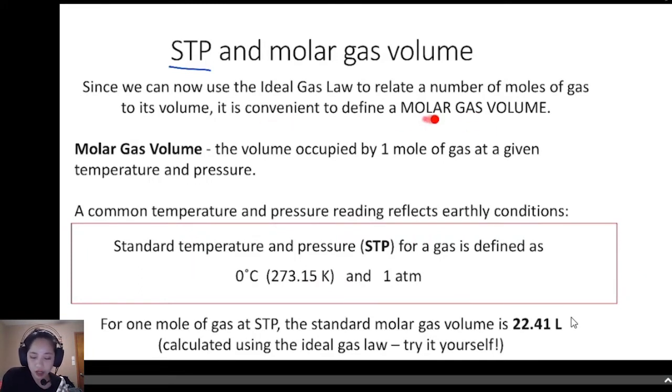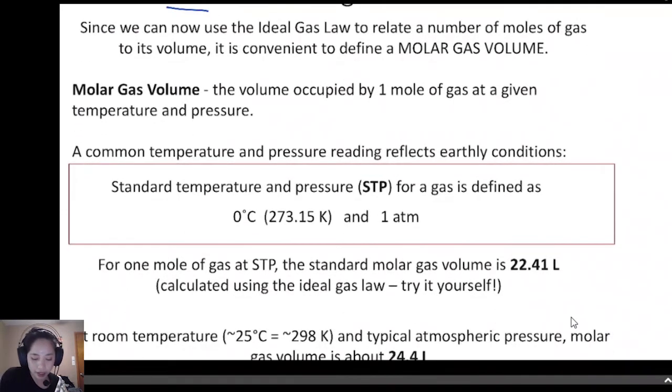All right, so just a couple definitions. It's often convenient to define molar gas volume. Essentially, this value is the volume occupied by 1 mole of gas at a certain given temperature and pressure. And so a common temperature and pressure that chemists and scientists use is called STP, or standard temperature and pressure. And that is defined as 0 degrees Celsius, so this is our temperature component, and 1 atm. So that's our pressure component.